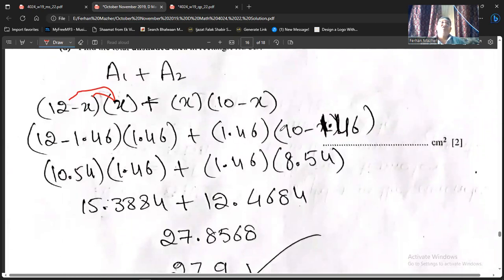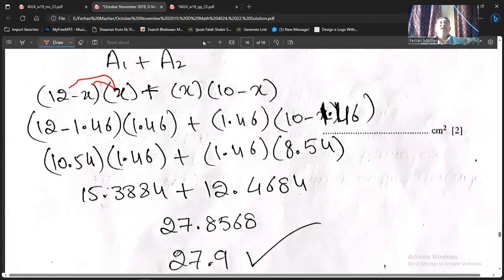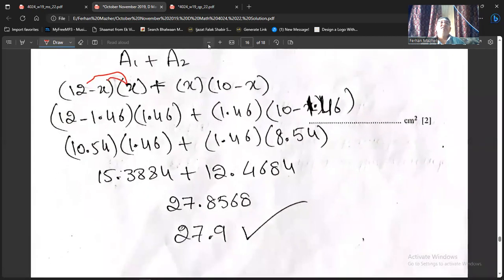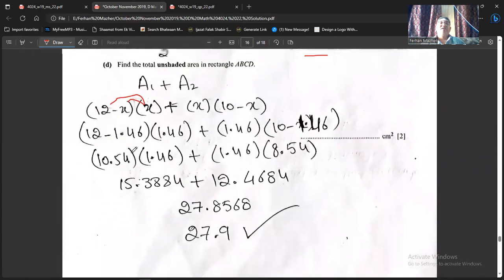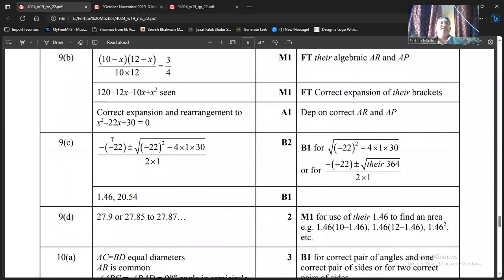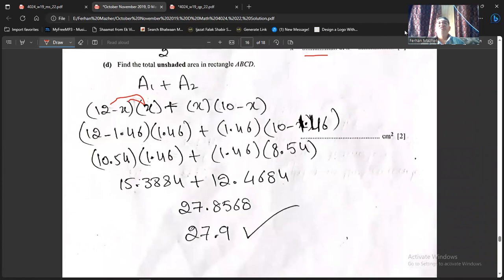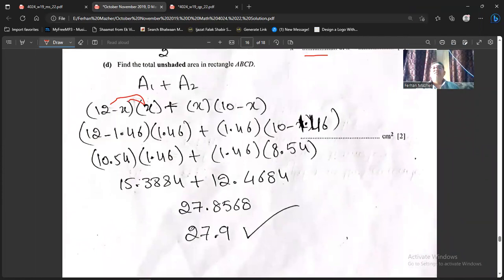Here in the same way, substitute x with 1.46. You will have 1.46 into 10 minus 1.46. And that will be 1.46 multiplied by 8.54, and that is 12.4684. When you add them, you get 27.8, and that is 27.9. And you can see 27.9 is the right answer, sir. So this is the solution. So we are done with the question number 9.